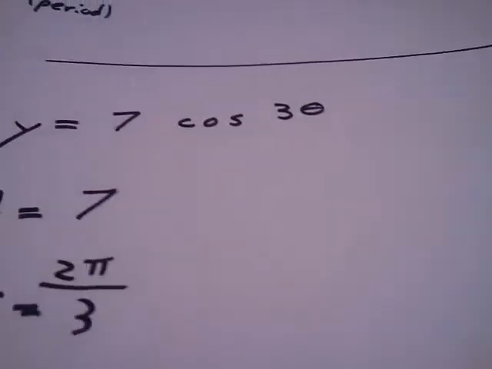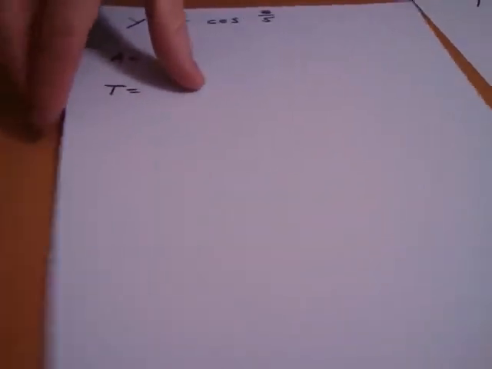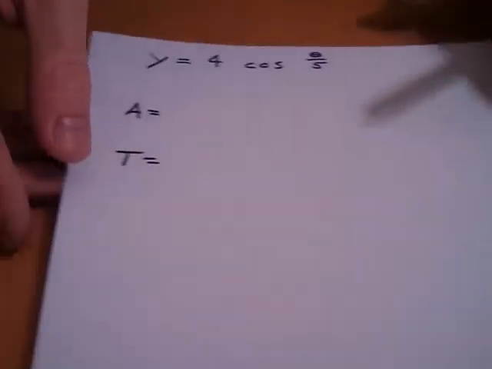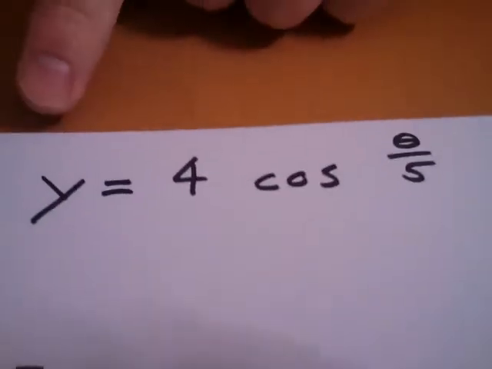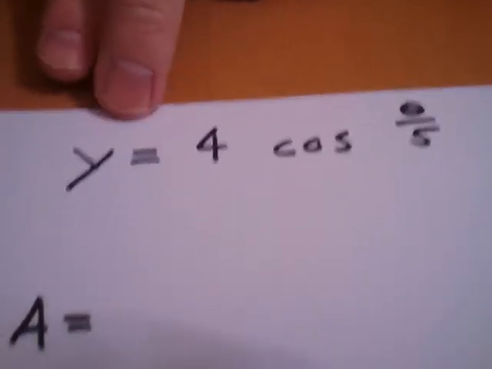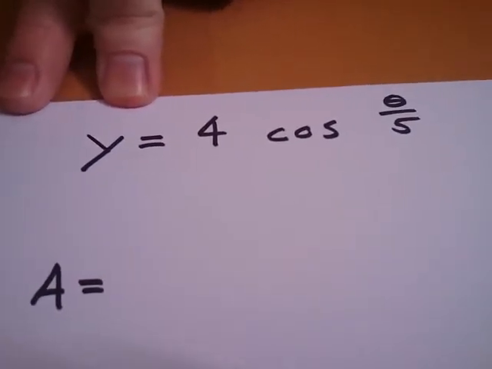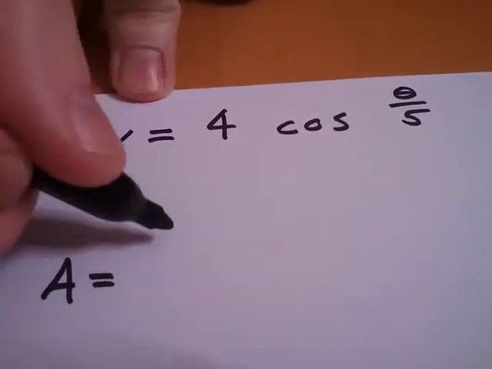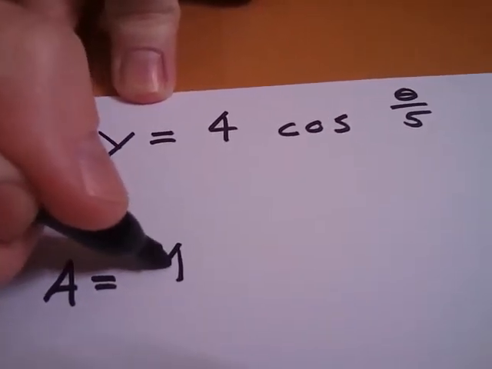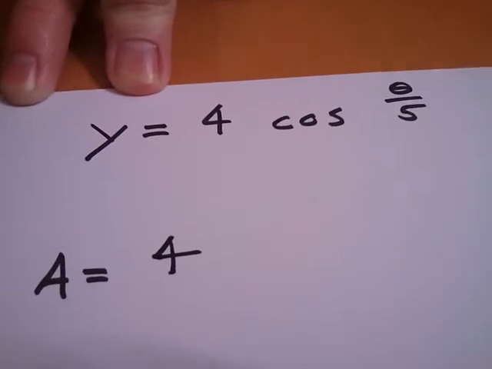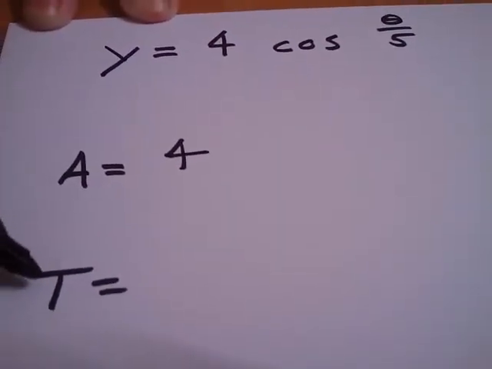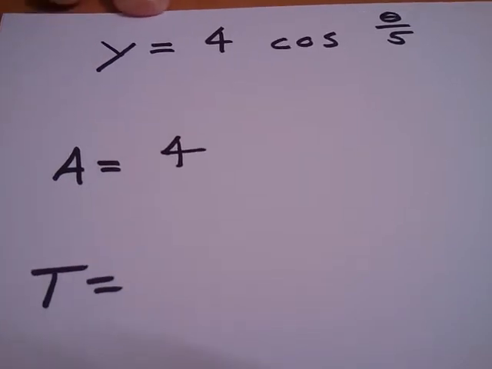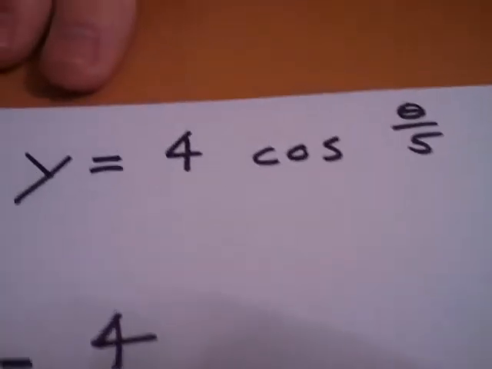Okay? Let's take a gander at another one. That's a little bit trickier, but not too bad. Okay, first thing, amplitude. What is our amplitude? We've got the 4 out front here. 4 is our amplitude. Boom. What is our omega? Because we're going to need our omega to get this T from our formula, 2 pi over omega.